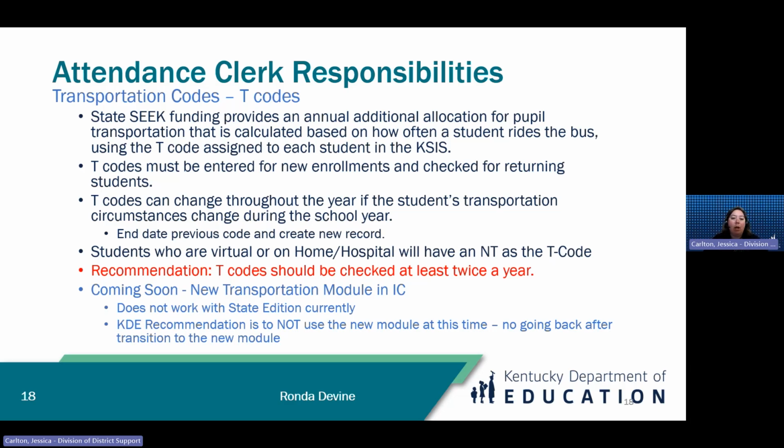Want to make sure everybody is getting the proper T code, because those all roll up and go into the funding formula. As a reminder, they can roll from year to year. If you do not roll your T codes when you're rolling your enrollments, please make sure that you check them, because if there isn't a T code in there, it's going to default to NT or not transported, and there's no funding associated with that.